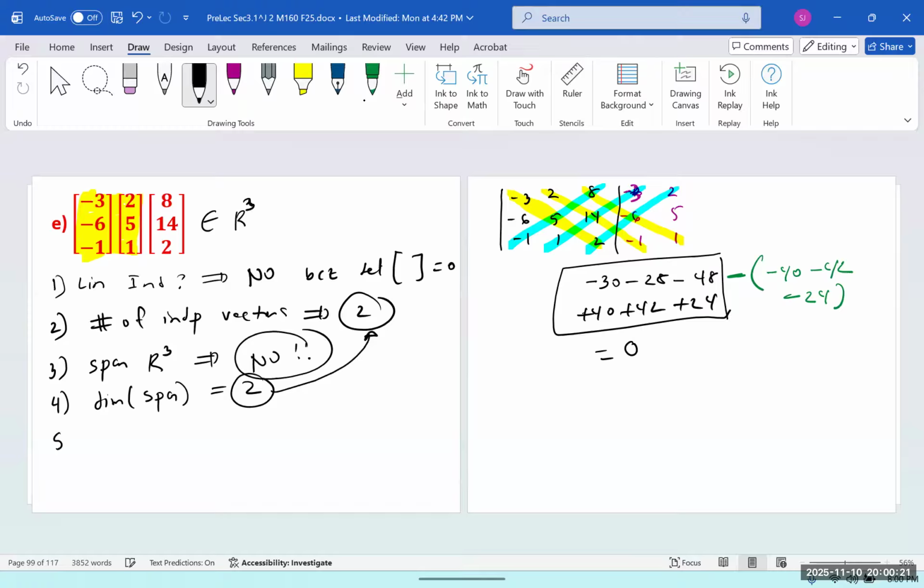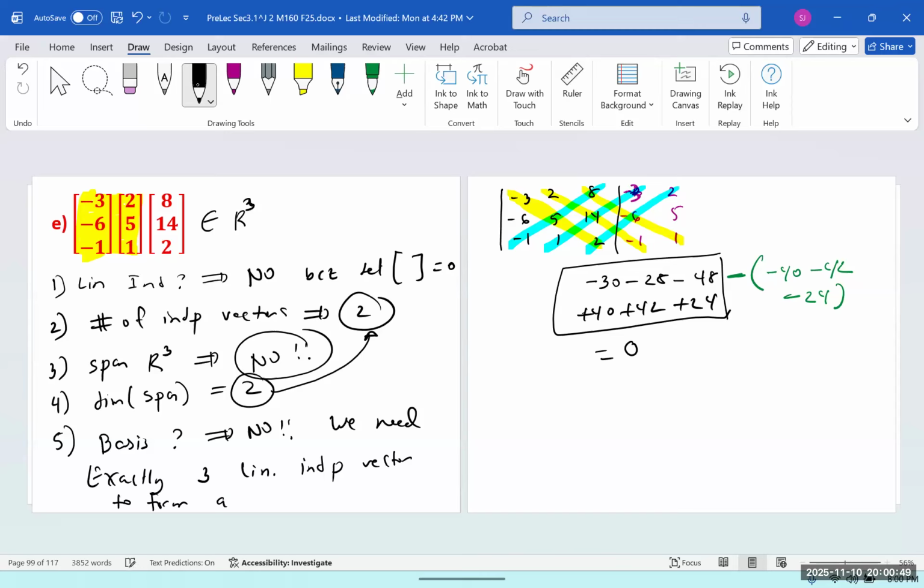And the last one is easy, right? Do they form a basis? No. Why not? Because we only have 2, so we do not have 3. We need exactly 3 linearly independent vectors to form a basis for R3.